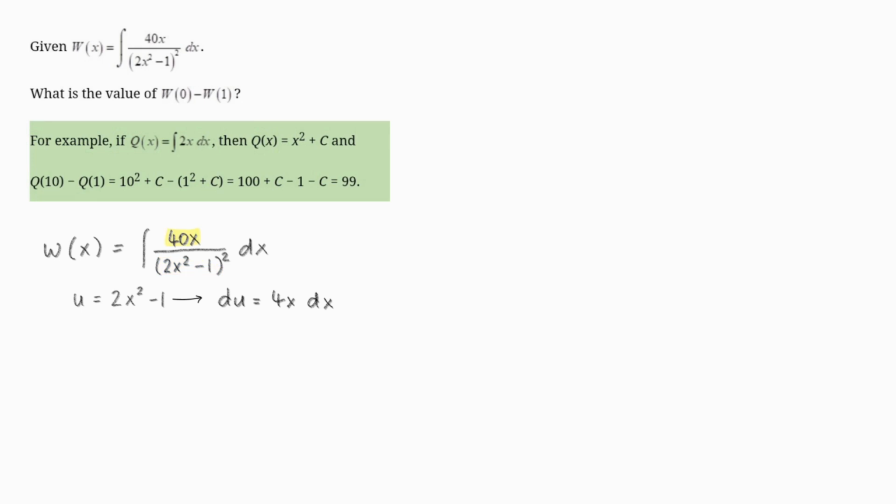Now look at the numerator to make sure that x is already there to cancel out, or be replaced by our du. We have 40x in the numerator. Compare this to the du value, 4x dx, to see how much they differ. As you can see, 40x equals 10 times 4x. Therefore, 40x dx equals 10 du.